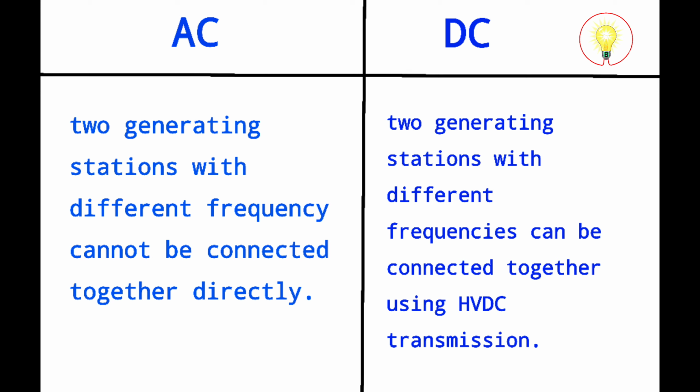Comparison number 9. In AC, two generating stations with different frequencies cannot be connected together directly, and in DC, two generating stations with different frequencies can be connected together using HVDC transmission.